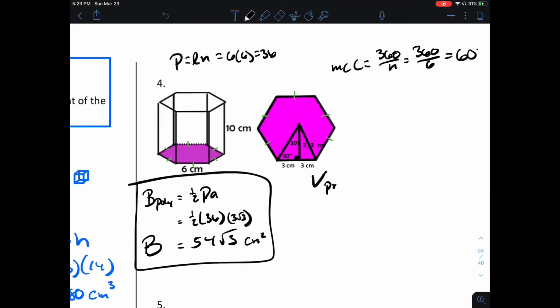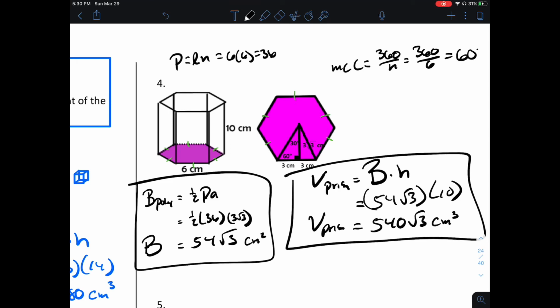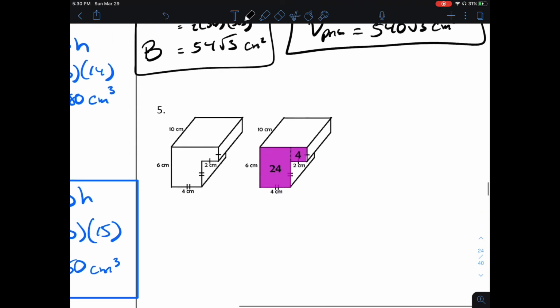To find the volume of a prism, you take the area of the base times the height. That big B means area of the base, instead of a little b just meaning one dimension of a base. 54 square roots of 3 times the height. The height is 10. That's going to give us 540 square roots of 3 cubic centimeters. That's the volume of that right hexagonal prism.